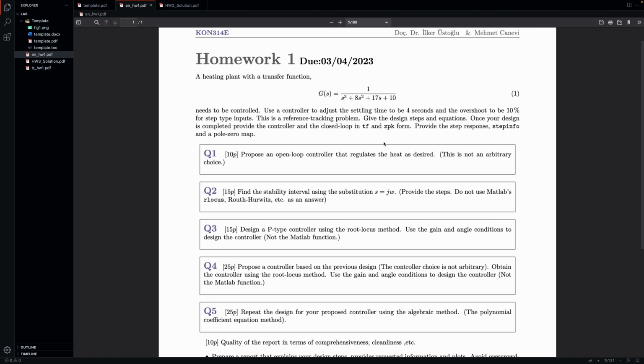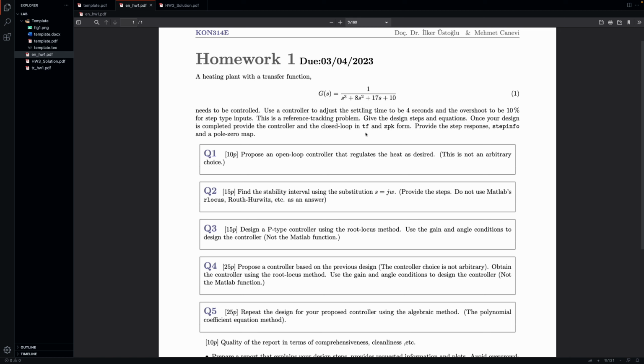Now, when you are designing or when you are answering the questions, you have to give the design steps and equations, and I'm going to talk about that in more detail. Once you completed your design, you will probably have a controller and a closed loop transfer function. And we would like to have the transfer function object representation that's available in MATLAB, and also the ZPK form of that same transfer function, even if it's a controller or if it's the closed loop transfer function.